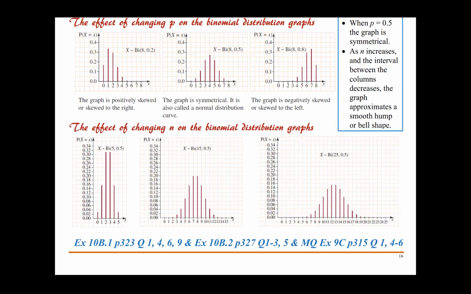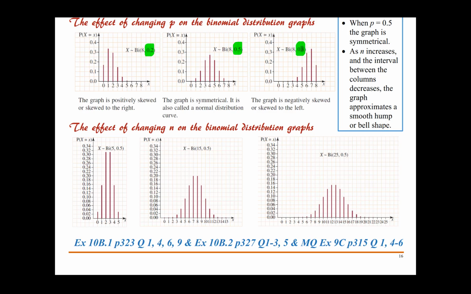Okay, the last slide is just looking at the effect of changing P on the binomial distribution graphs. So you can see in this first set of graphs at the top that I'm only changing P. So N is 8 in all of these, and from left to right, our p-value is increasing. So when our p-value was less than 0.5, we have a skewed distribution, and it's positively skewed. Okay, so our tail is in the positive section. That's what that means. So it's skewed to the right.